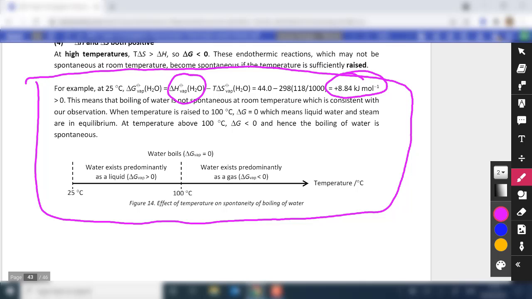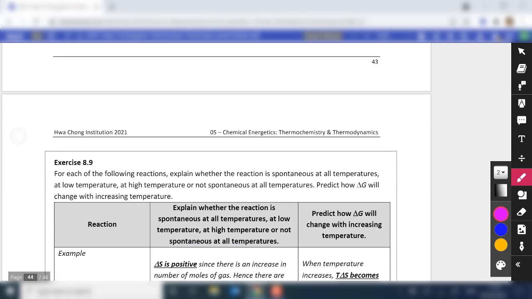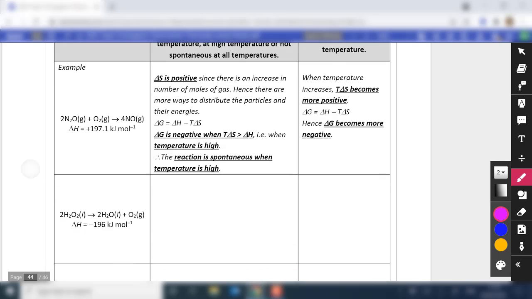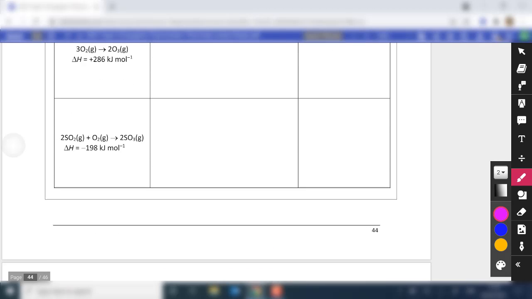Okay, of course, when you raise it to 100 degrees Celsius, delta G is 0. And then beyond that, delta G is negative and the reaction becomes spontaneous. So that means that this particular system is actually driven by the temperature. That's why we have this figure called effect of temperature on spontaneity of boiling water. This is followed by a lecture exercise for you to look at whether the reaction is spontaneous at high or low temperature, etc. I'll leave you to work through them. It's important to get yourself familiar.